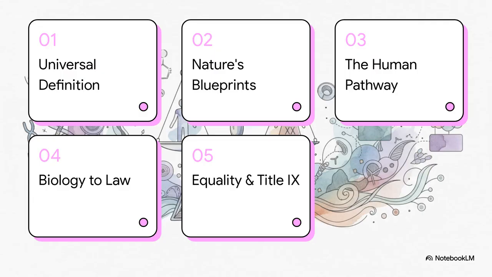So here's our game plan. We'll start with that universal definition. Then we're going to explore the absolutely wild variety of ways nature actually determines sex. After that, we'll zoom right in on the human development story, see how that biological idea gets translated into our legal system, and finally, we'll look at a major case study in equality, Title IX.